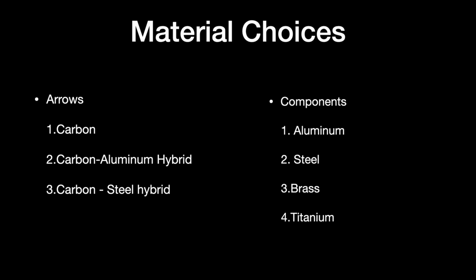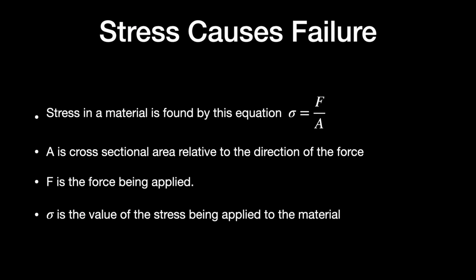Some of the common components that are used today are aluminum, steel, and titanium. There's still a couple brass components hanging around, but for the most part, aluminum, steel, and titanium. So let's discuss why one might be better than the other and why maybe it doesn't matter. First, we need to understand what happens when a component fails.